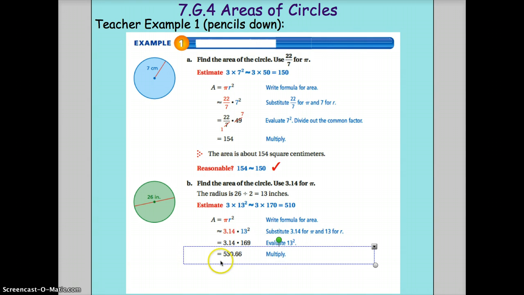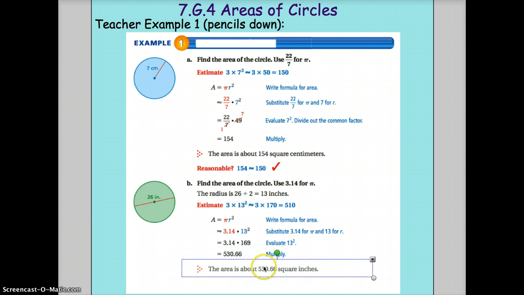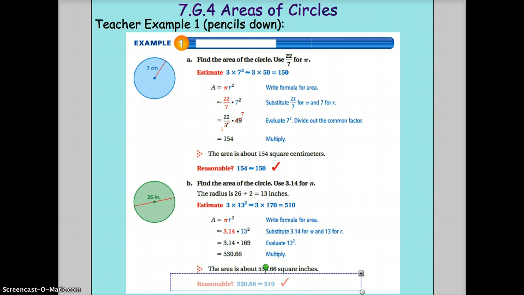Okay, we end up with 530 and 66 hundredths. Writing our complete answer, we do need that square inches on there. And then we can go back and check our answer and make sure it's reasonable. And yes, that is pretty close to 510.